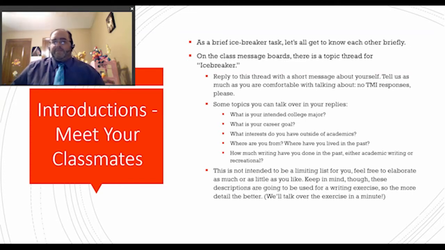So just as an example, some of the things you can talk about in this exercise. Tell us what your intended college major is. What do you plan on doing? What kind of degree do you intend on getting? What is your career goal? Ultimately, when you get that degree, what are you planning on doing with it? What kind of career do you want to go into? What interests do you have outside of academics? What do you do for fun? What kind of things do you do for entertainment? What kind of things do you do with your family, with your friends? What kind of things do you like to do?